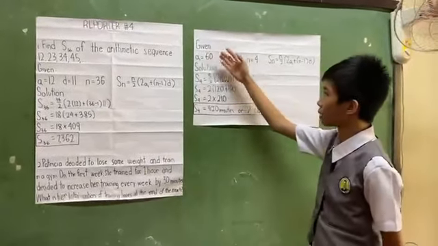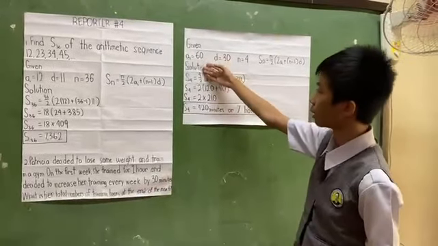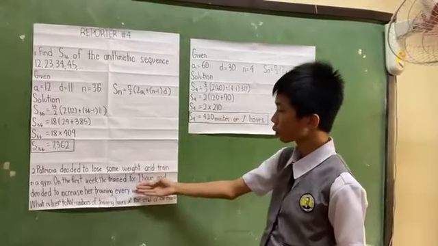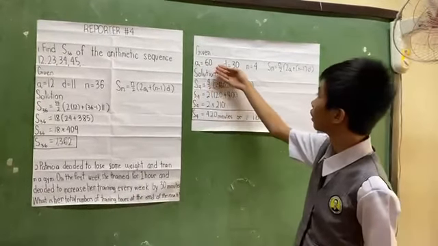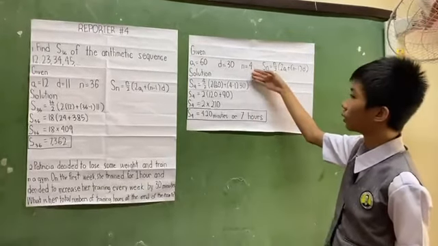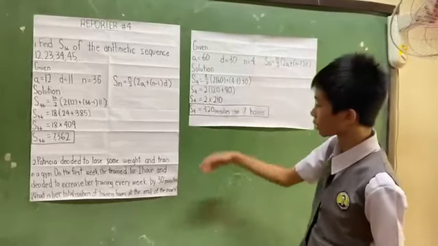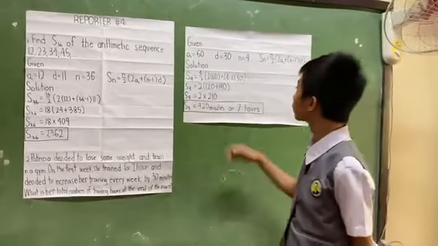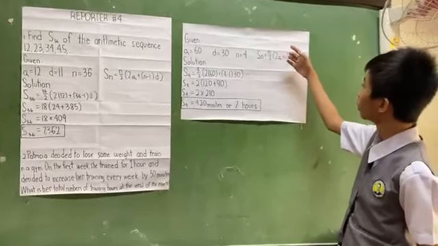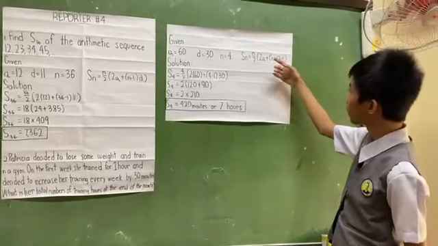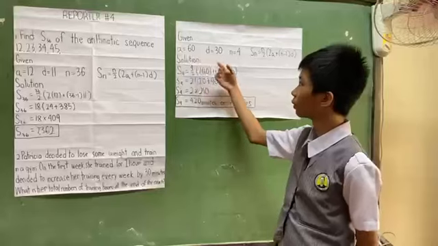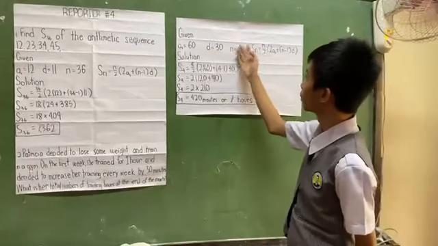Our given here is a sub 1 is equal to 60. So I just converted 1 hour into 60 minutes. Then d is equal to 30 and n is equal to 4, because there are 4 weeks in 1 month. I use the formula S sub n is equal to n divided by 2 times 2a sub 1 plus n minus 1 times d.